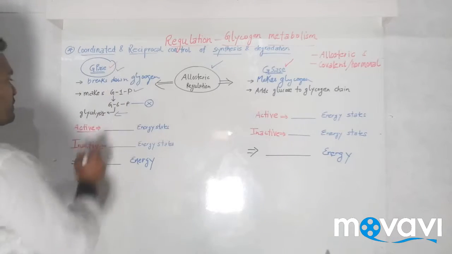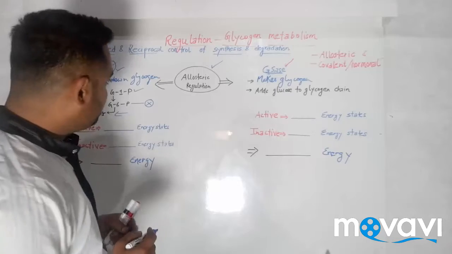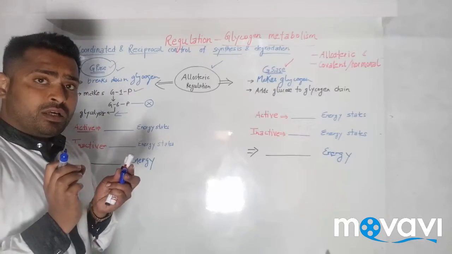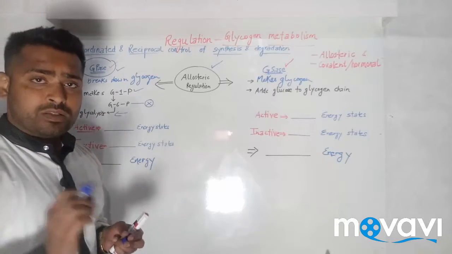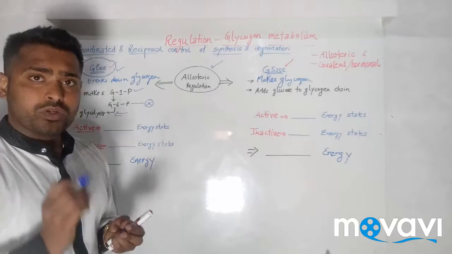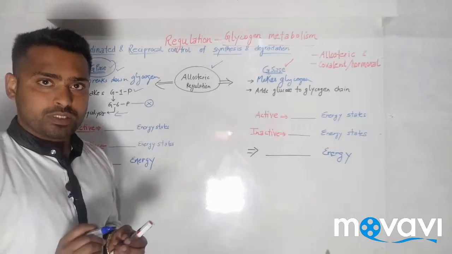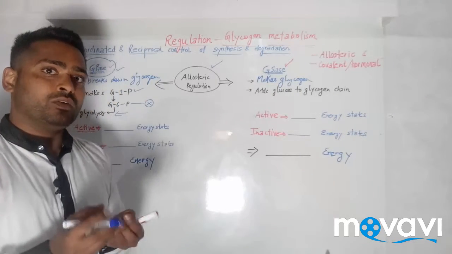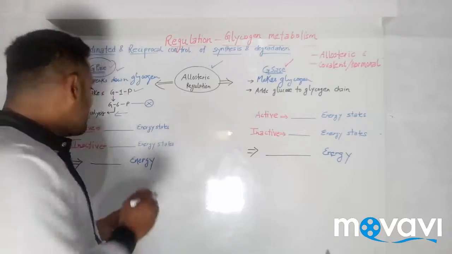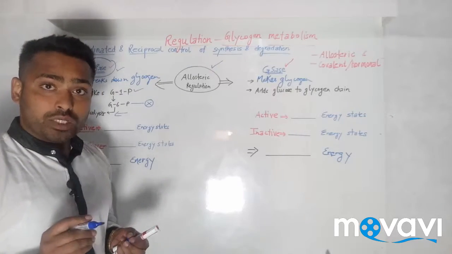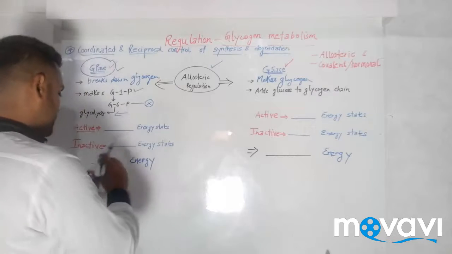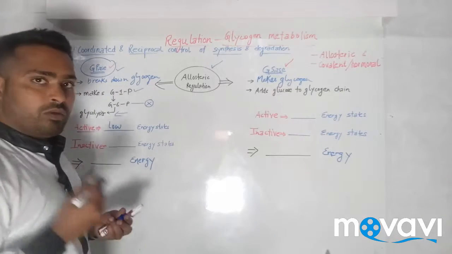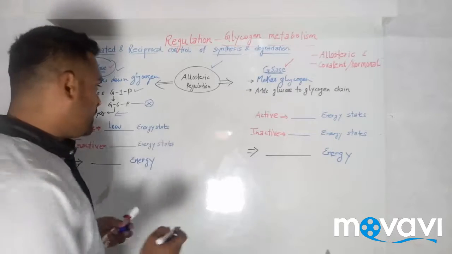This enzyme would be active when? What is the function of this enzyme? It breaks glycogen. Why does it break glycogen? So that we can produce glucose. For what purpose? To continue glycolysis so that we can produce energy. So this is active during low energy states, because we want energy.